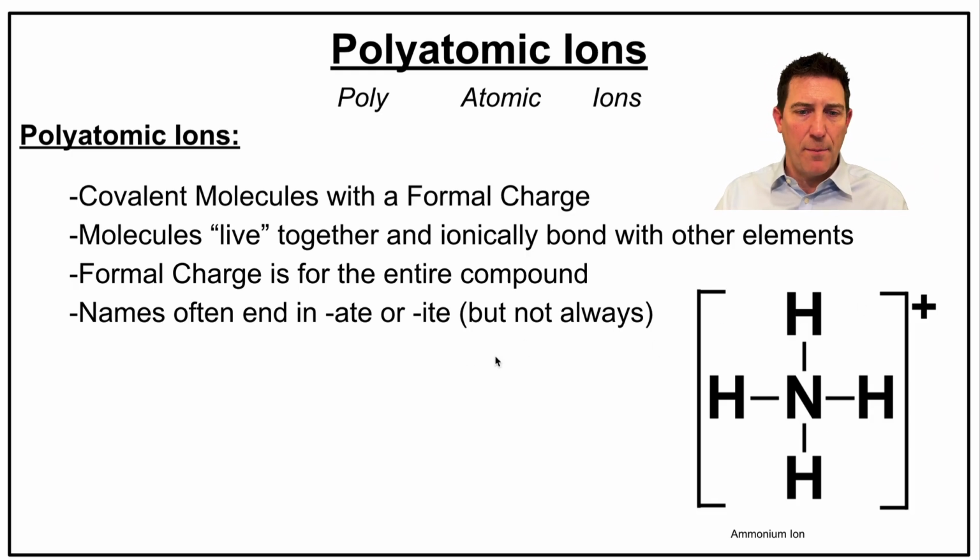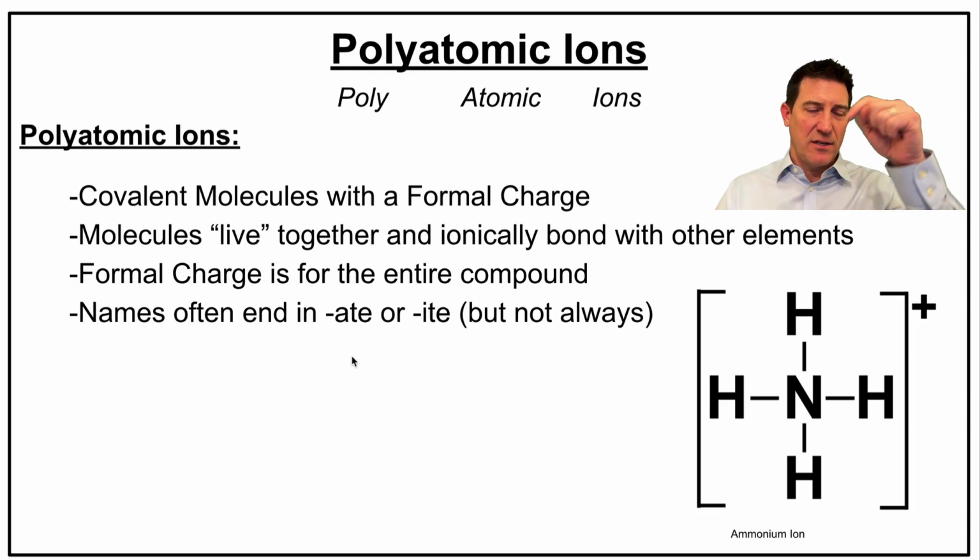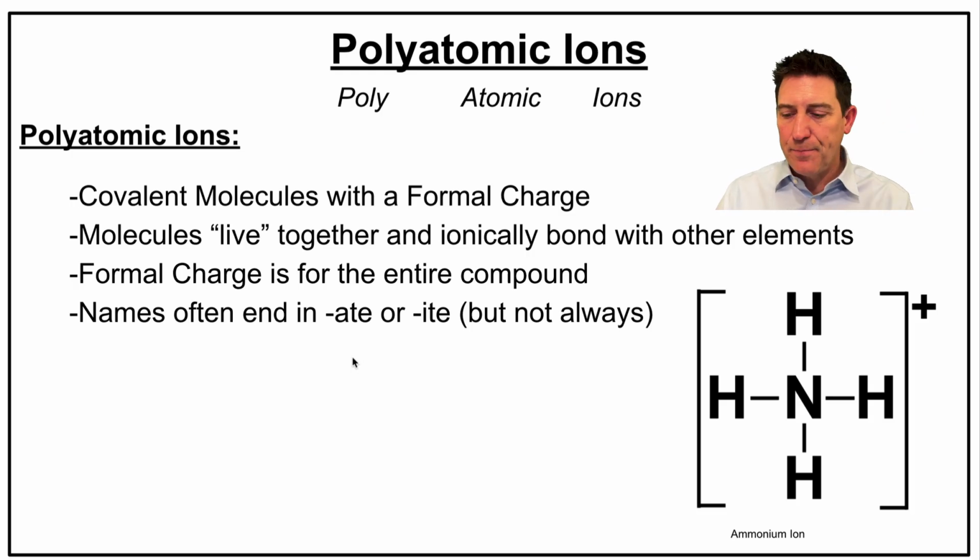It's the whole compound. And as you're learning these, you're going to find out that most of them end in ate or ite. That's kind of the indicator that we're dealing with a polyatomic ion. But not all of them end in ate or ite, just the ones that have oxygen in them. We did cover this in an earlier lesson. I'll put a link to it down there if you need help.